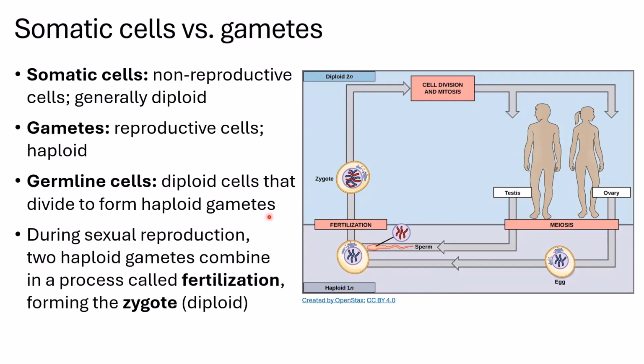In sexual reproduction, two haploid gametes, specifically a sperm and an egg, combine in a process called fertilization. This produces a zygote, which is now diploid because it received one copy of each chromosome from the sperm and the egg. Over time, the zygote will undergo mitosis and produce more cells, and the germline cells in the testes and the ovaries will undergo meiosis to produce more gametes. This continues the sexual life cycle.